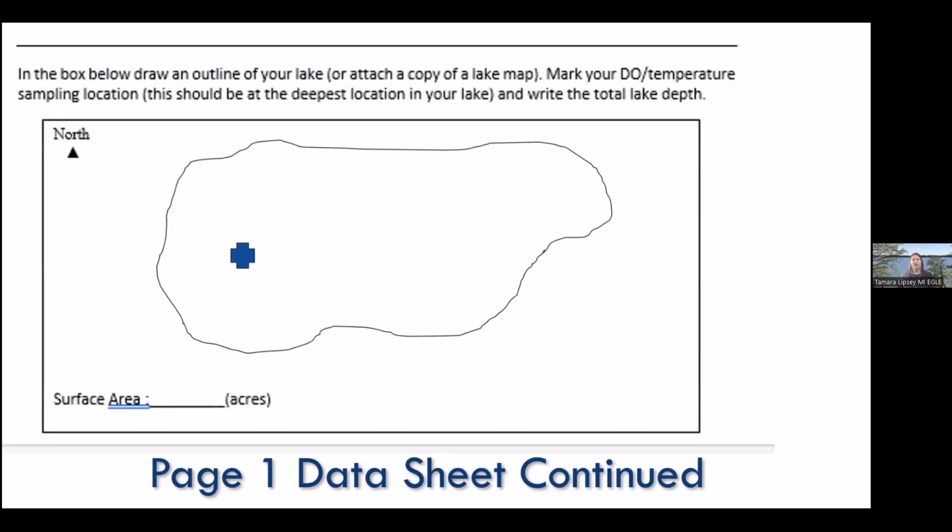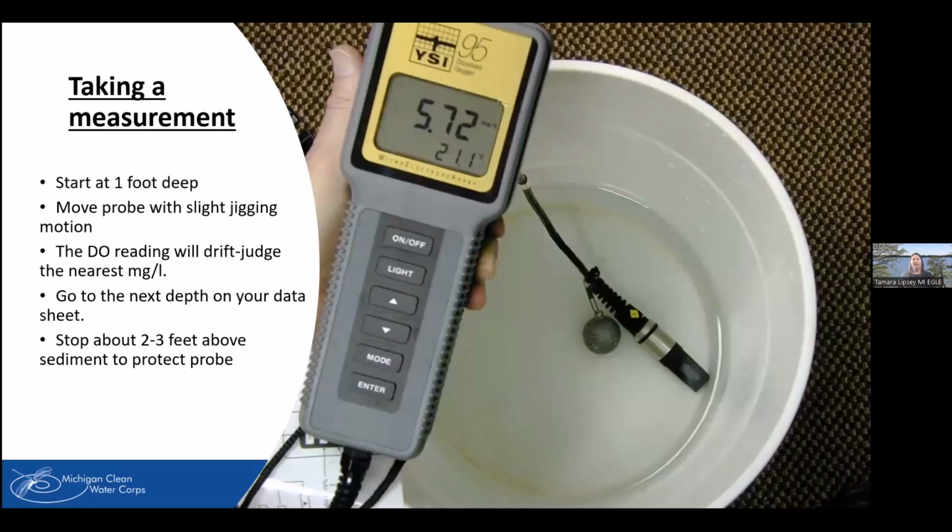You're going to draw a quick diagram of your lake and where the deepest point is. And then this is just how you take measurements. As I noted before, you're going to start at 1 foot deep, and you're going to move the probe in a bobbing up and down motion, just to make sure the water is flowing over that probe.